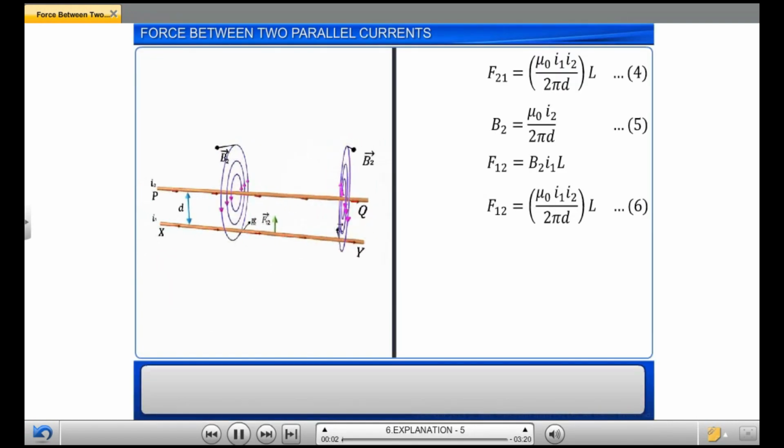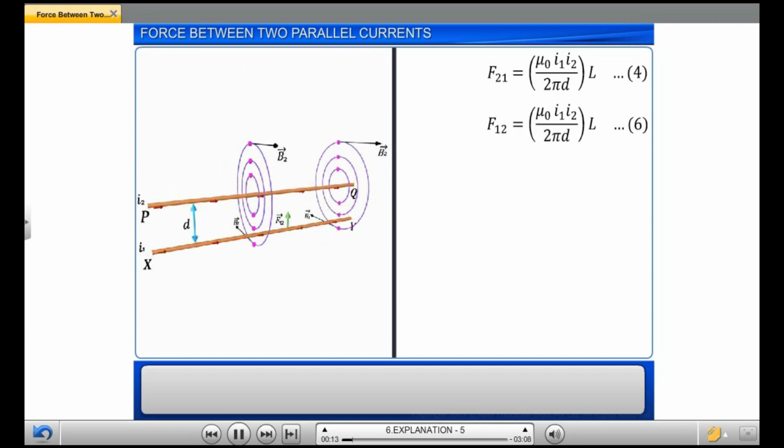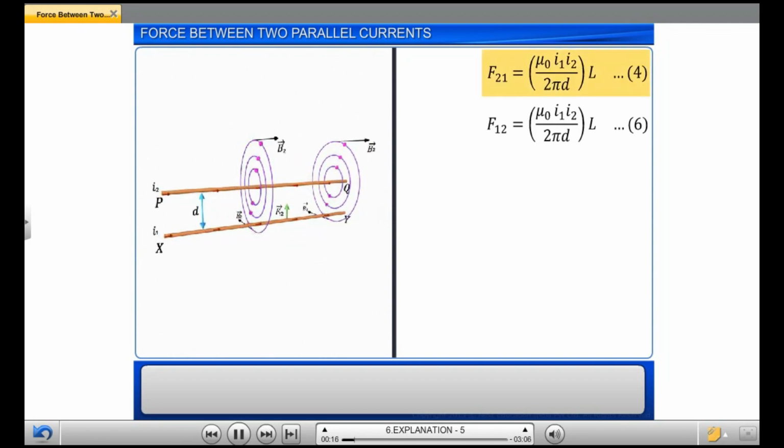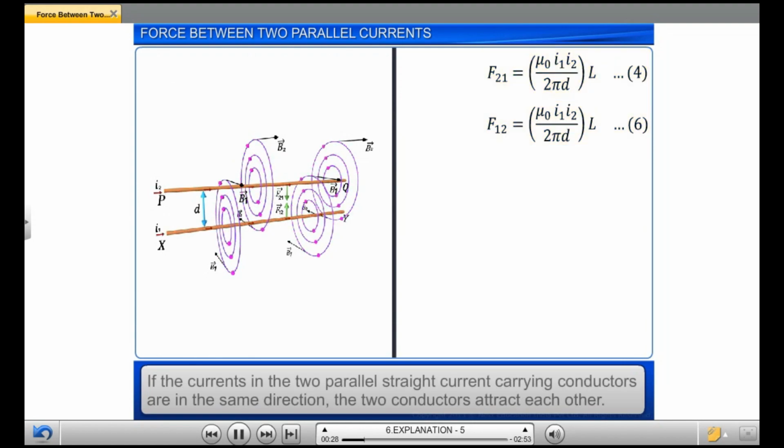The direction of this force can be found by using Fleming's left-hand rule, and the force acting on the conductor XY is towards the conductor PQ. When you compare equations 4 and 6, you realize the two forces, F21 and F12, are equal in magnitude but act in opposite directions towards each other. Hence, if the currents in the two parallel straight current-carrying conductors are in the same direction, the two conductors attract each other.